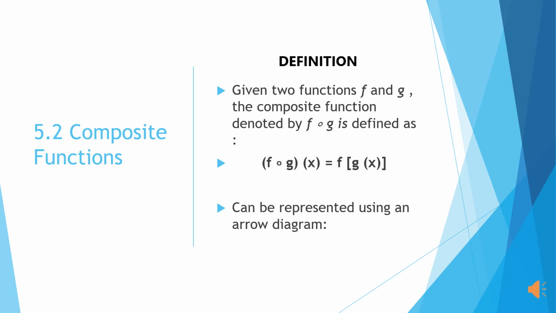In this video, you are going to see part 5.2 composite function. The definition of this one is given two functions f and g. The composite function denoted by f of g is defined as f of g(x) equals f(g(x)), and g(x) is an object of function f. This can also be represented using an arrow diagram.